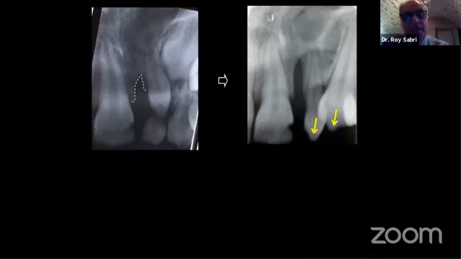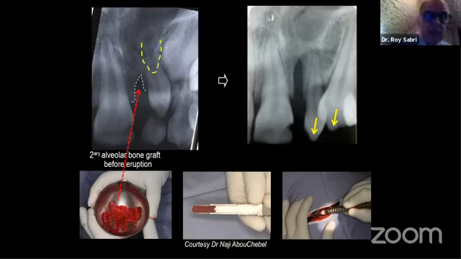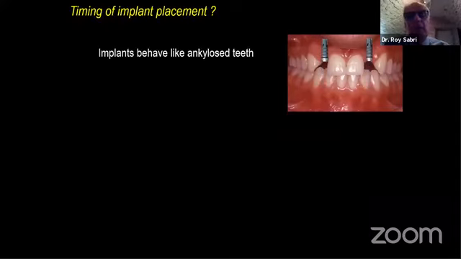In fact, when I look back, probably before the eruption of the lateral, I should have done some secondary alveolar bone graft and let this lateral erupt into the bone graft.